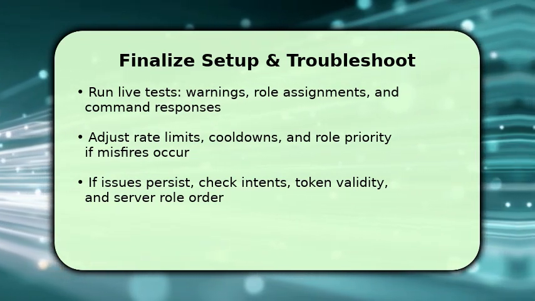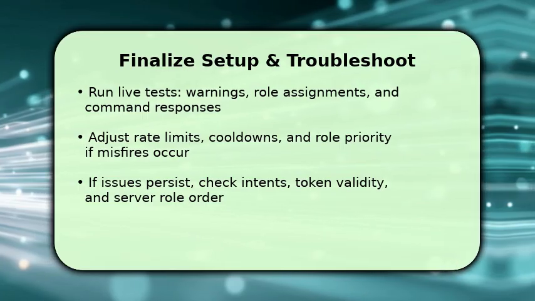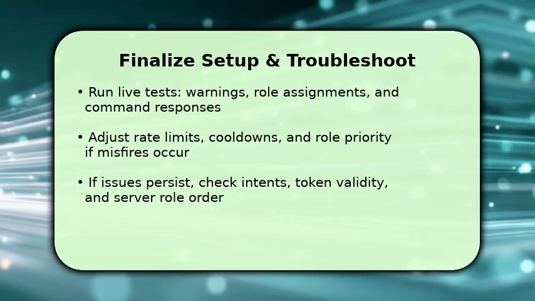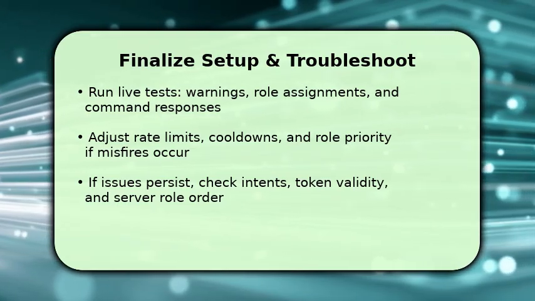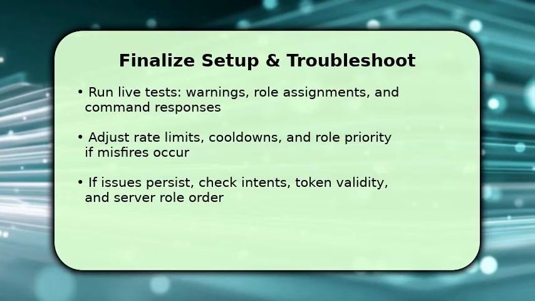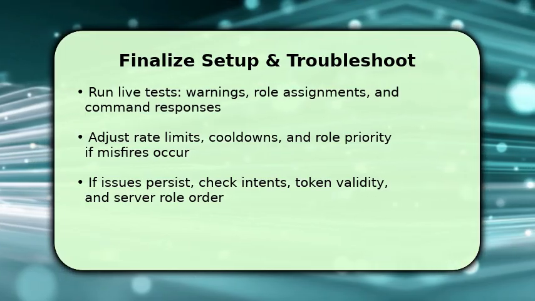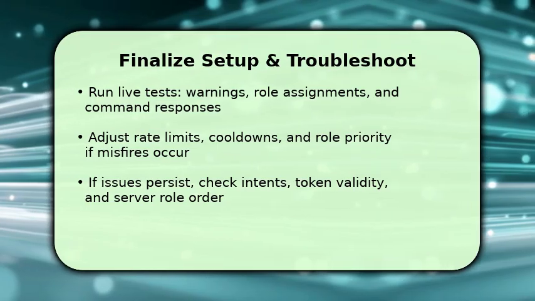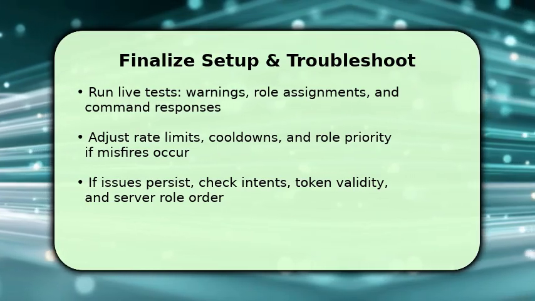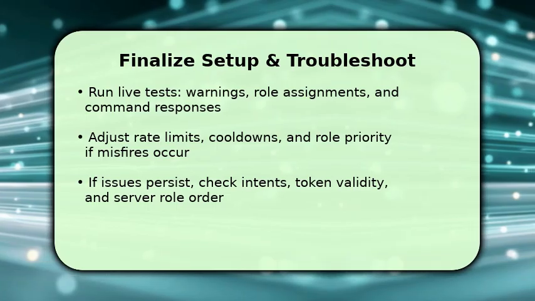If something fails, first adjust rate limits and cooldowns. Many problems are timing or permission related, and make sure the bot role remains above affected roles. If issues persist, verify that gateway intents are enabled, the bot token is valid, and the server role order hasn't changed. That single misordered role often causes permission failures.